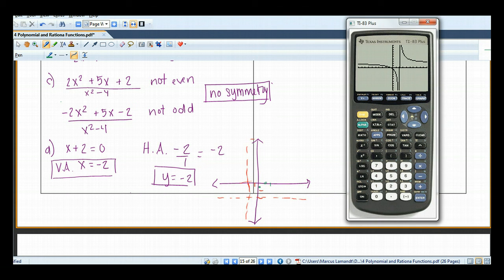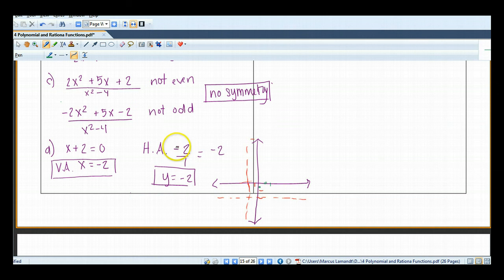Alright, as I'm looking at the graph, I'm realizing I made a mistake in part C. I'm sorry, in part D. Probably some of you guys figured it out. The horizontal asymptote, the coefficient in front of the x squared is a +2, not a -2. So, let me erase this.